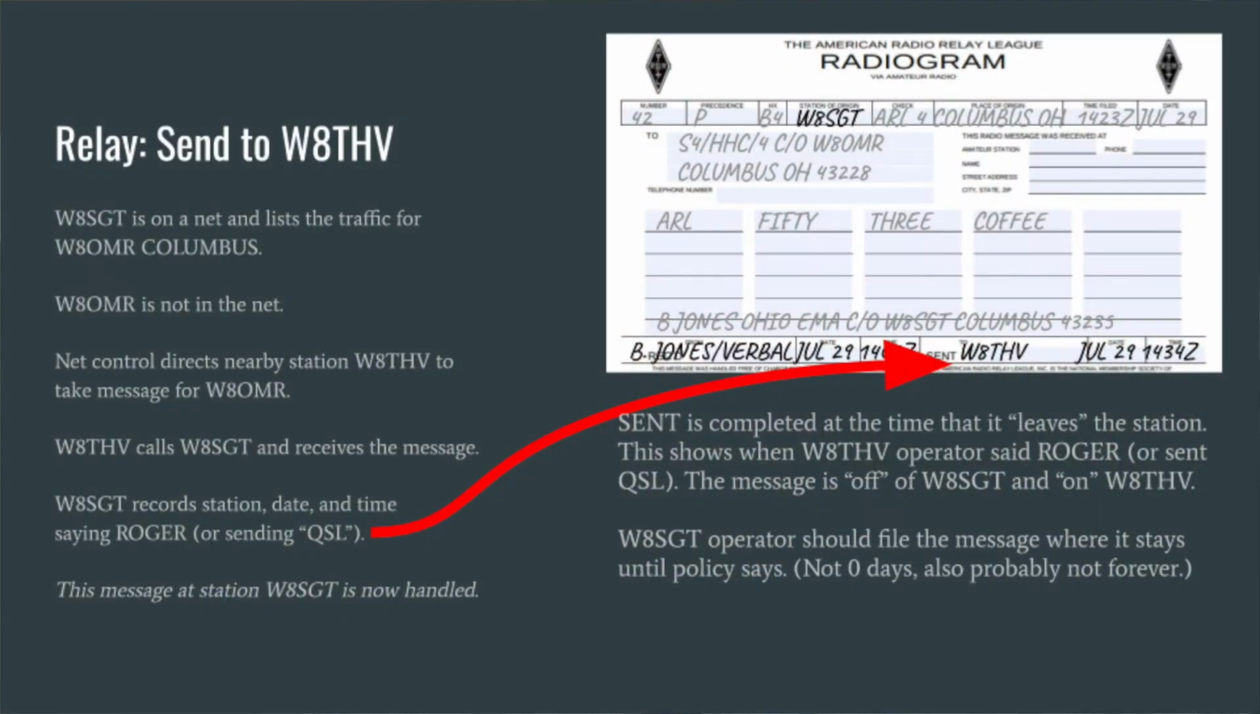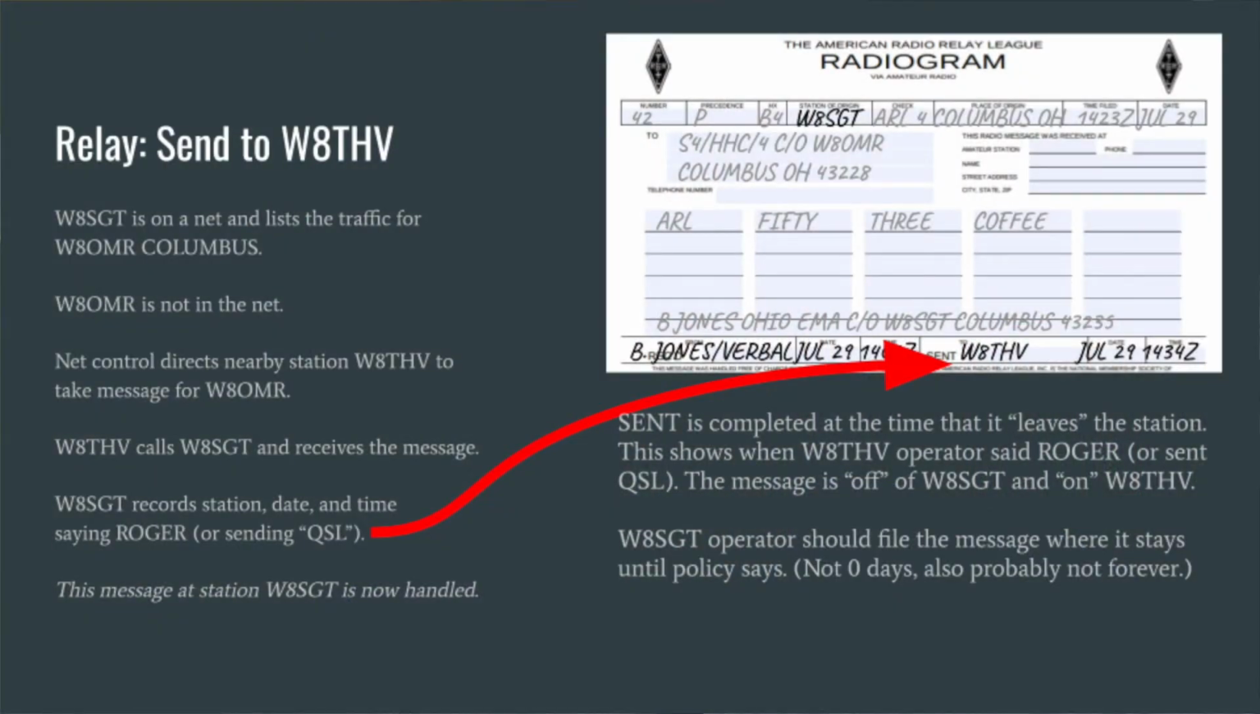First, we'll take a look at relay, the act of sending it. So we have W8SGT holding this message, and we need to move it. This message is for W8OMR in Columbus. So in our example, W8SGT is joining a net and lists traffic, a message for W8OMR Columbus. W8OMR is not on the net, however, so now what do you do?